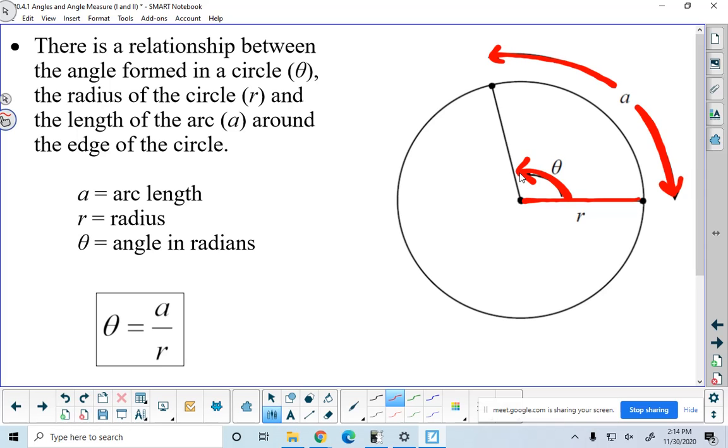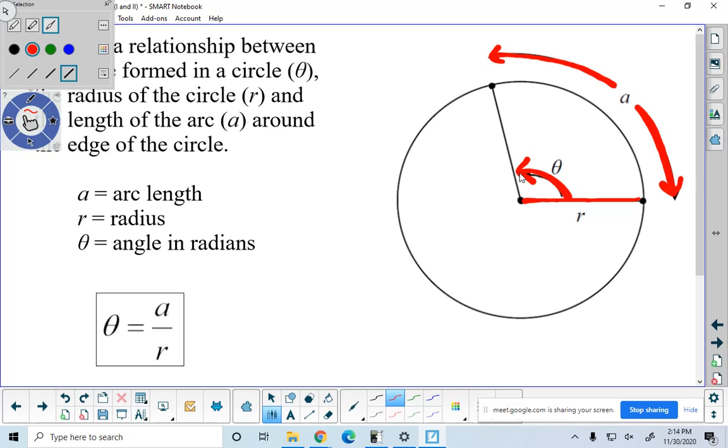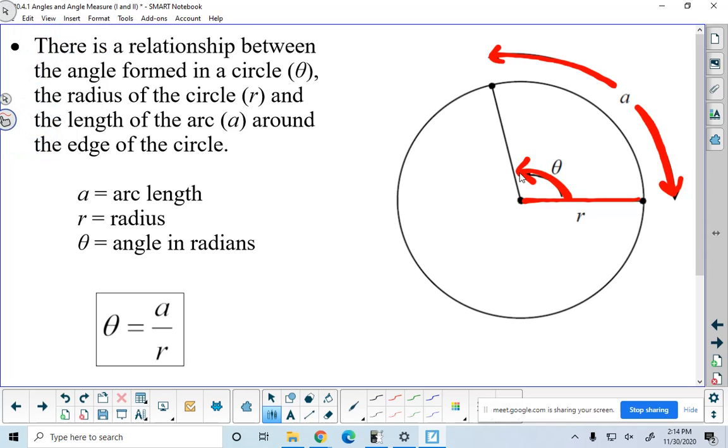In fact, I will almost always, well, I'm getting better at this, but this formula, when I learned it, was A equals R theta. And that, to me, made more sense because the bigger the radius, the bigger the arc length, and the bigger the angle, the bigger the arc length.